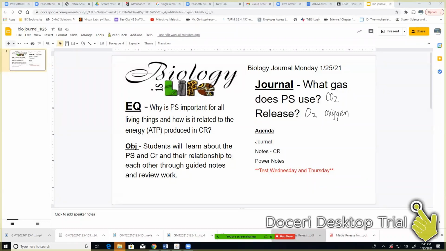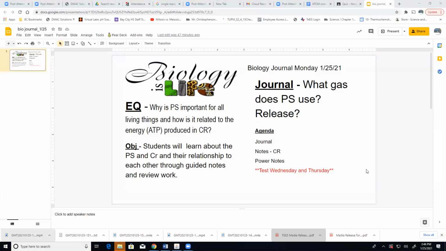That's why we get along so well with plants. They need CO2. We give off CO2. We need oxygen. They give off oxygen. So that's why some people like to have a lot of house plants. They believe it makes them more healthy. All righty, let's go to our notes.